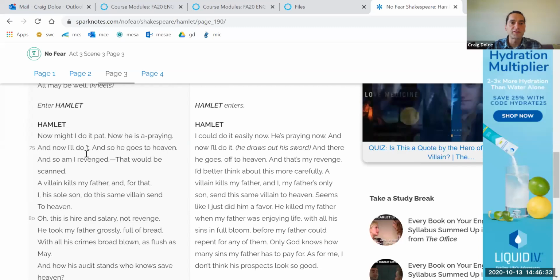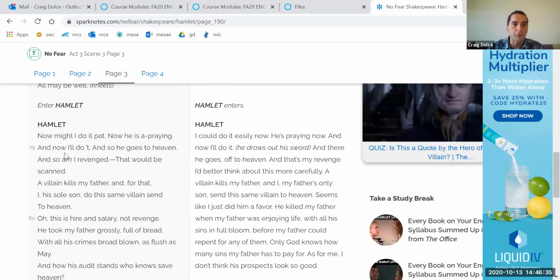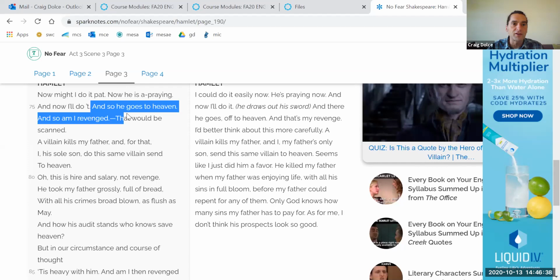Now Hamlet comes upon him. Look at these hidden assumptions. "Now might I do it, pat? Now he is a-praying, and now I'll do it. And so he goes to heaven, and so am I revenged."